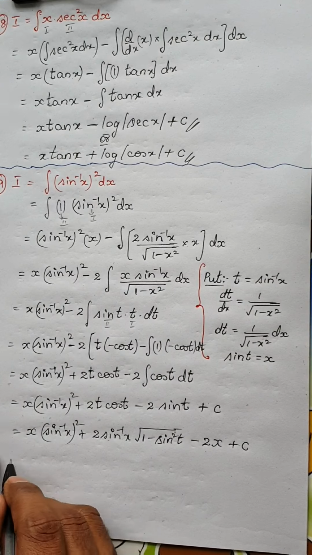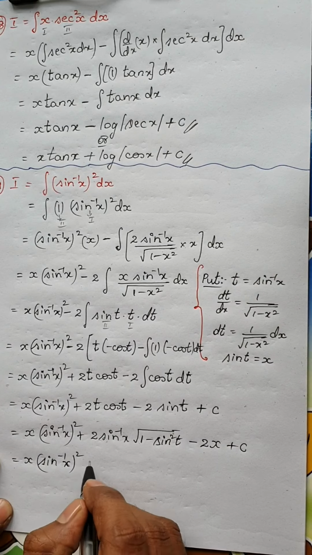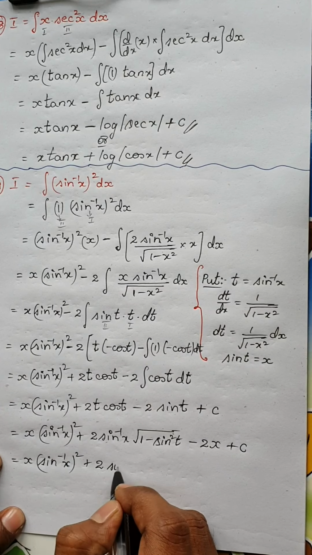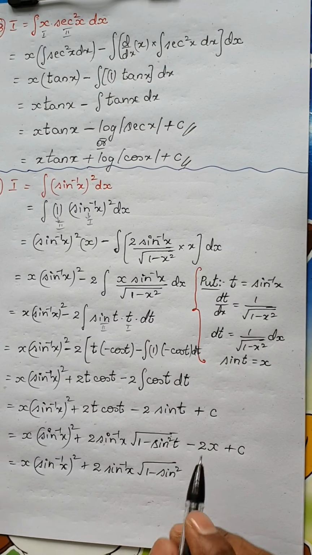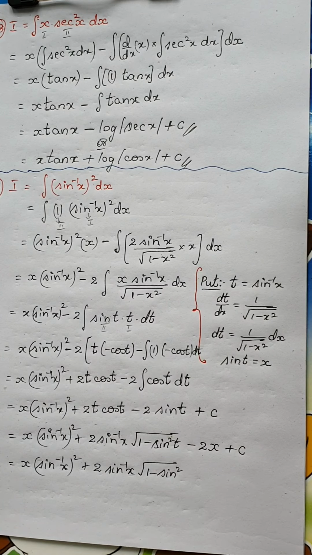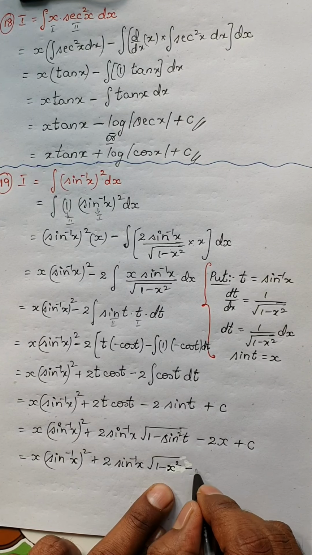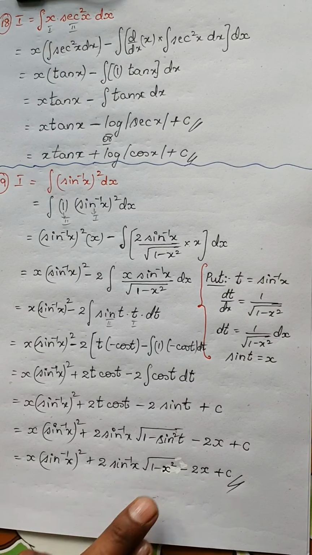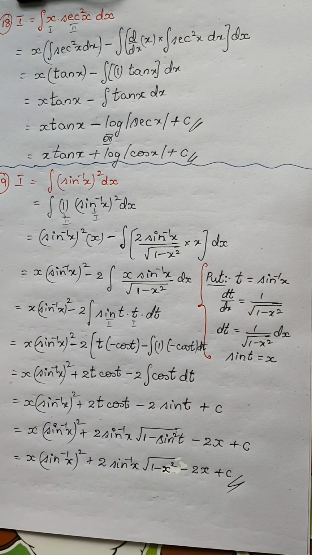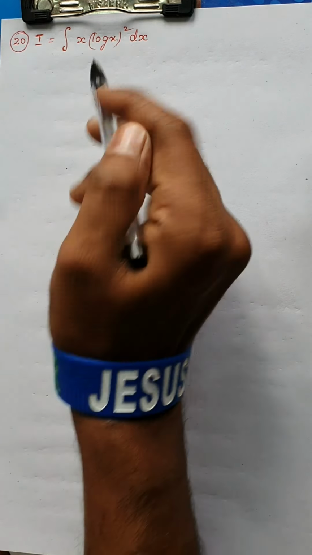Hence, my final result would be x into sine inverse of x whole square plus 2 times sine inverse x into root of 1 minus, sine square t can be written as x square, so I'll write root of 1 minus x square, minus 2x plus c, which is the constant of integration, and this would be the final answer for the given integral. Understood? Right. Moving on to the next one, I have the integral of x into log x whole square.